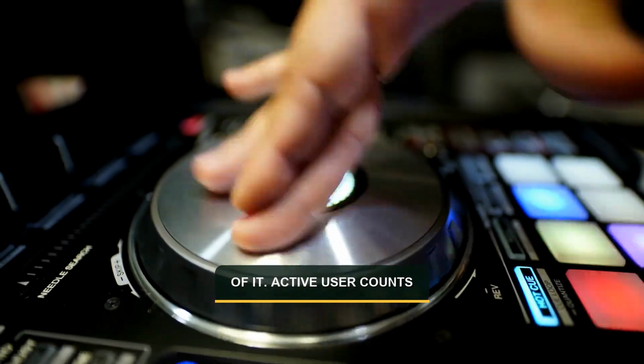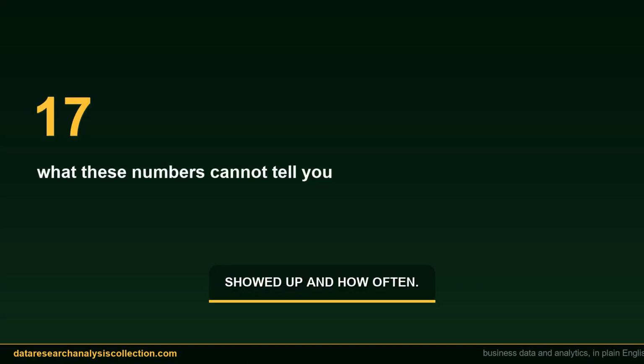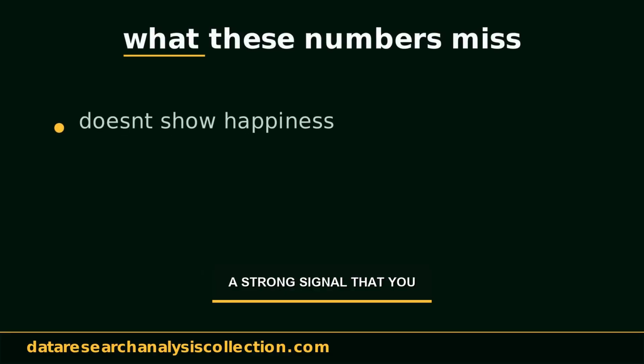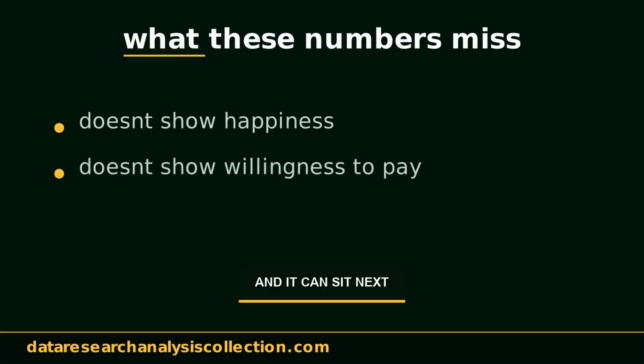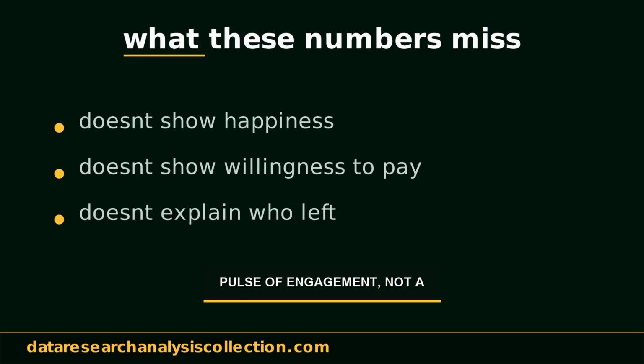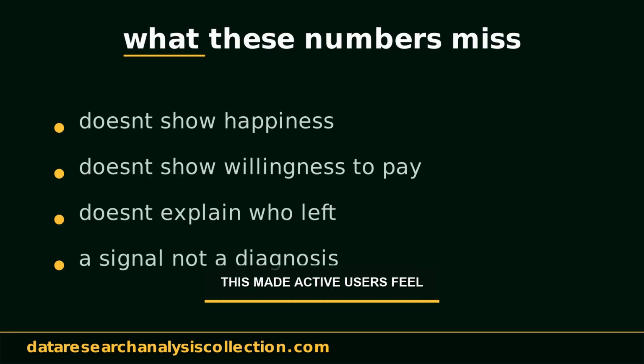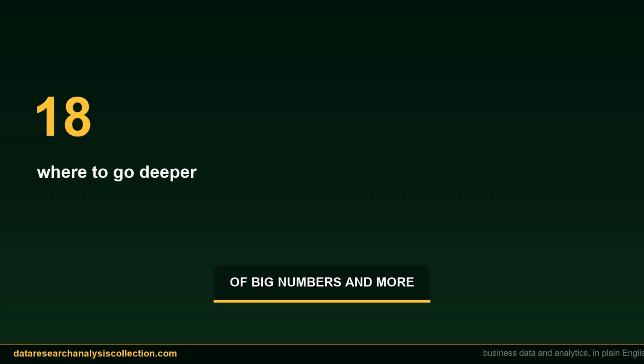What these numbers cannot tell you, and here is the honest limit on all of it. Active user counts tell you how many people showed up and how often. They do not tell you whether those people are happy, whether they will pay, or why the ones who left drifted away. A healthy stickiness ratio is a strong signal that you built something people want, but it is a signal, not a guarantee, and it can sit next to a business that still does not make money. Treat these numbers as the pulse of engagement, not a full diagnosis, and keep your eyes on revenue and retention downstream.